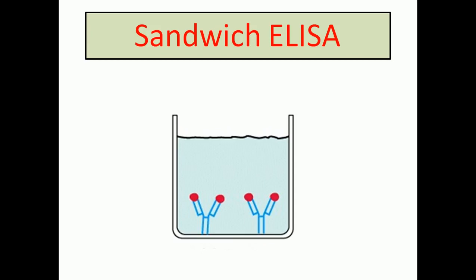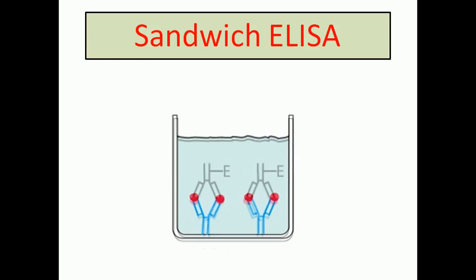After this attachment, the second stage is again the addition of the enzyme linked molecule. Obviously, as there is an antigen, to interact with this antigen we require another antigen specific antibody, which will be linked to enzyme.